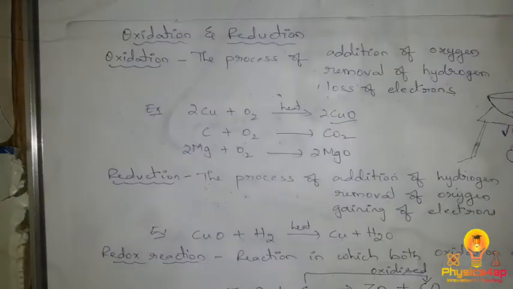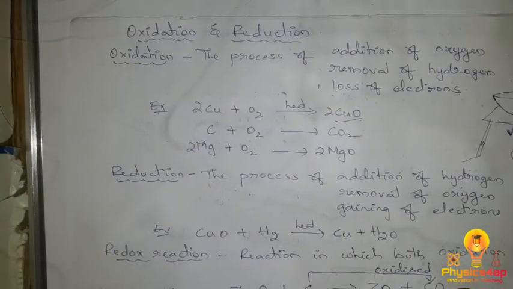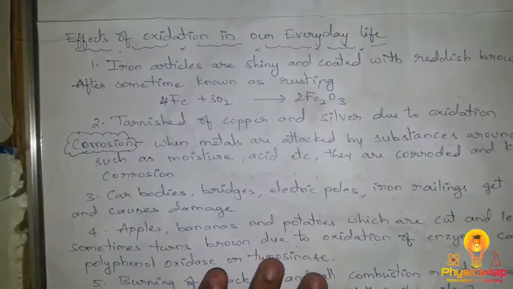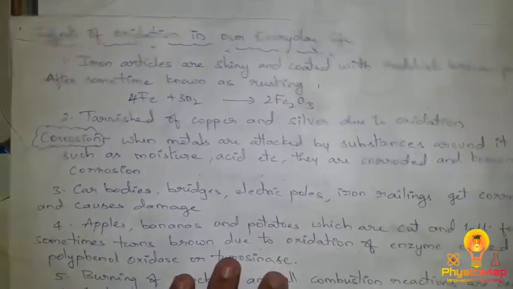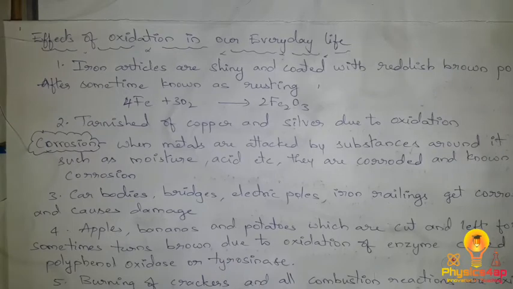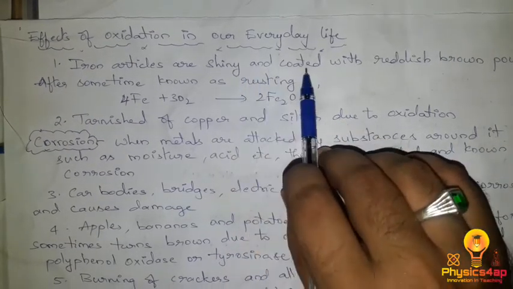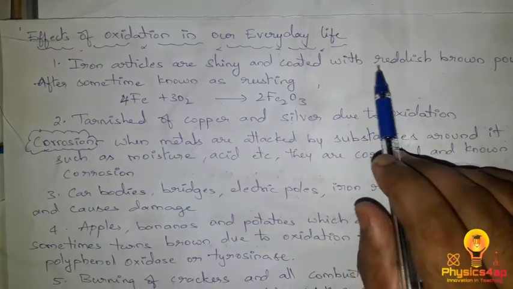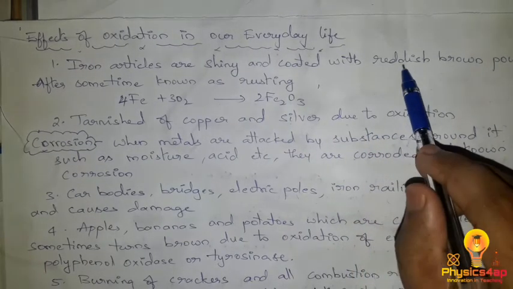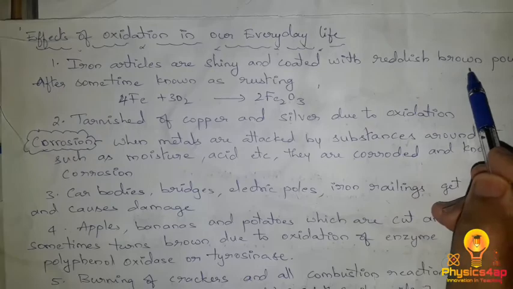Now coming to the effects of oxidation in our daily life. Let us see the effects of oxidation in our daily life. The first thing is iron particles. Iron particles are shiny, and after a few days or some time, they are coated with a reddish brown powder.